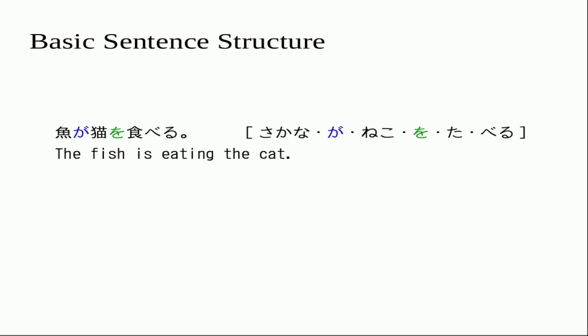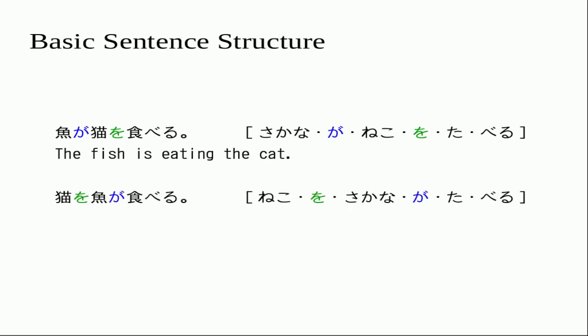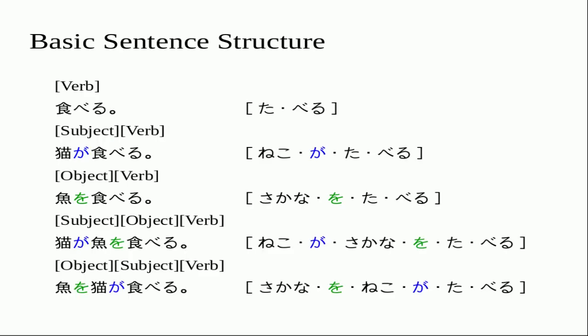sentence, right? And of course, if we put something like nekko o sakana ga taberu, it's still the fish eating the cat, okay? Because the object particle still attaches to the cat and the subject particle still attaches to the fish, right? So yeah, I hope you get the idea of just how powerful particles really are, okay? Just how important they are in understanding the Japanese language as a whole.